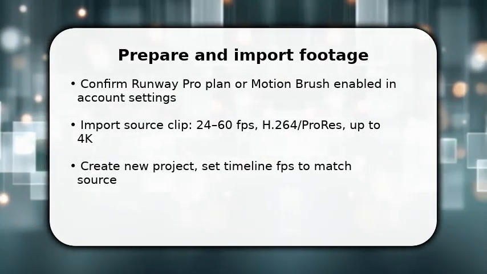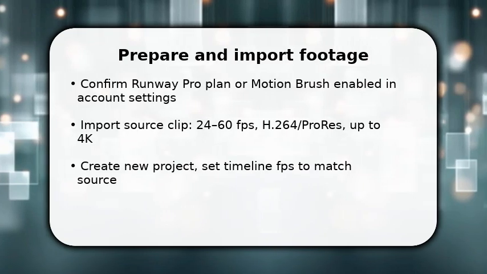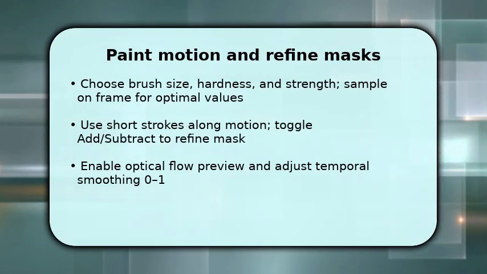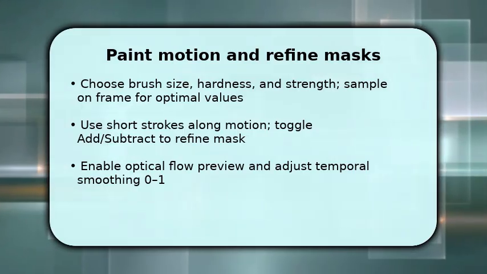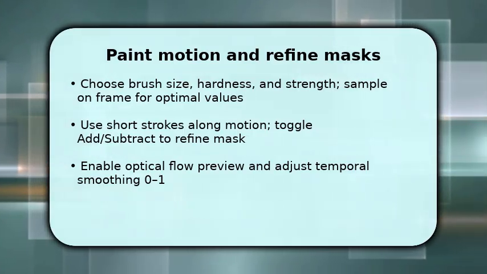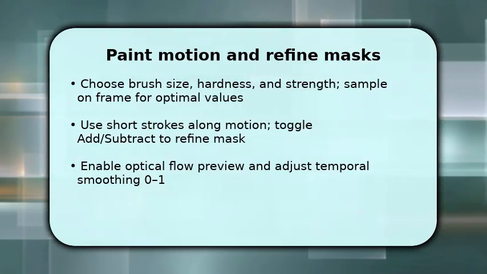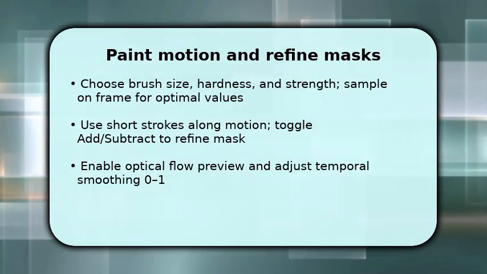Now select Motion Brush from the Tools panel and position the playhead at your first target frame. You now paint the motion region precisely. Pick a brush size that fits the object and paint along its movement path. As you work, toggle add or subtract to clean edges and avoid haloing because accurate masks reduce artifacts.